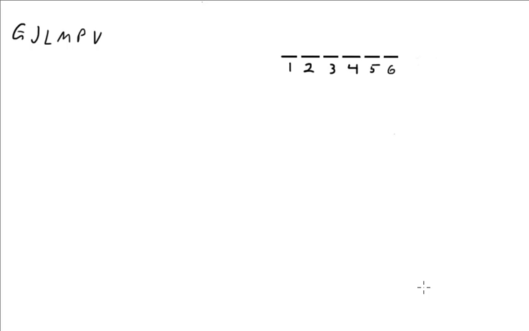This is the second logic game from PrepTest 53. This is a basic sequencing game. We have G, J, L, M, P, and V, 6 variables that go into 6 slots, 1 through 6. Nothing too complex here. Each variable just goes into one of the positions.